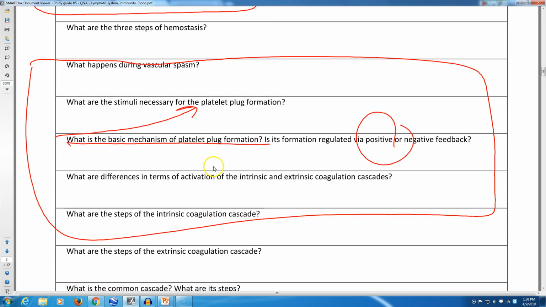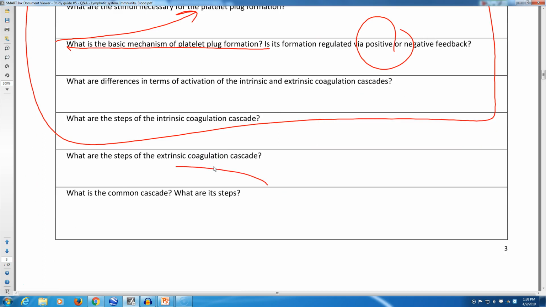Second, you must know that both intrinsic and extrinsic cascades, both pathways, converge on the activation of the common cascade. For common, you have to know the steps. Okay? So like prothrombin activator. What does it activate? Prothrombin into what? Thrombin. Thrombin, what is its function?